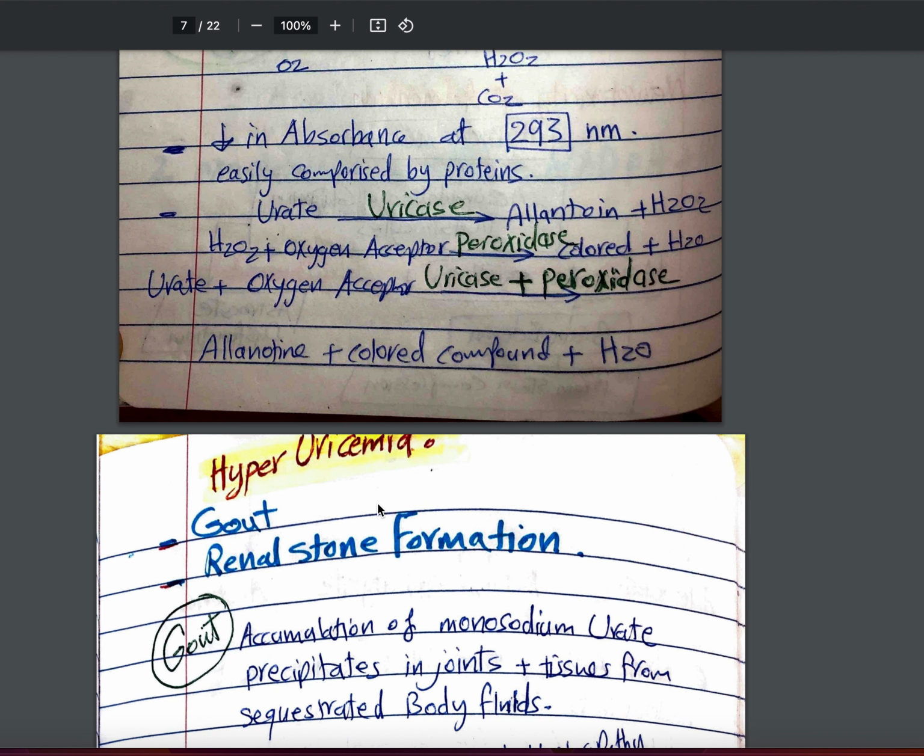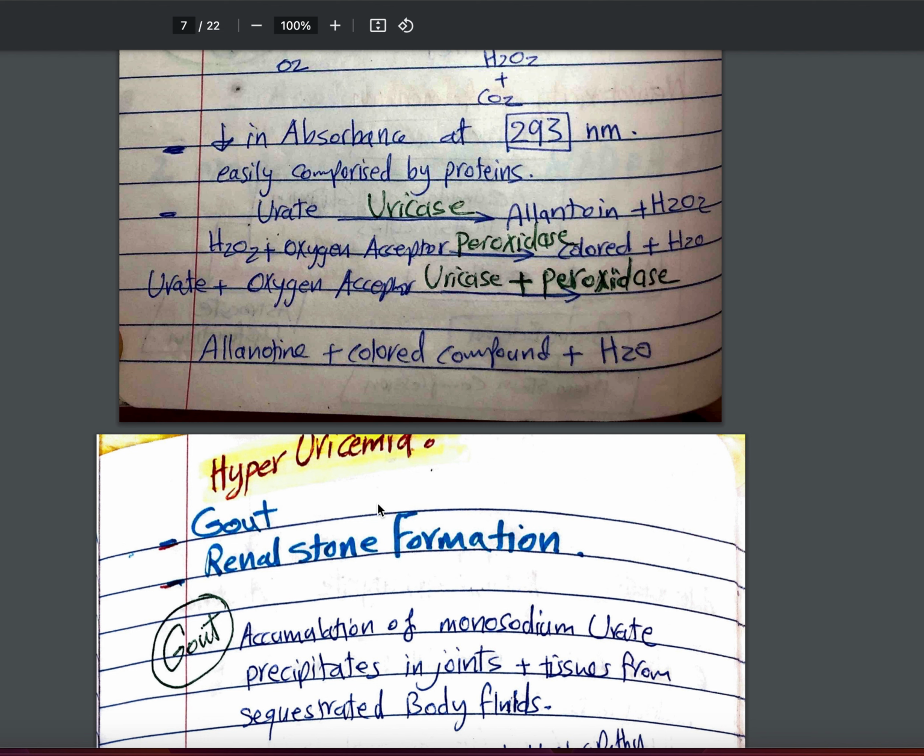Hyperuricemia takes its name from the uric acid. So that leads to the disease called gout, which I will explain later, and also renal stone formation. One of these mechanisms of increasing the level of uric acid in the blood leads to multiple diseases like gout and renal stone formation.